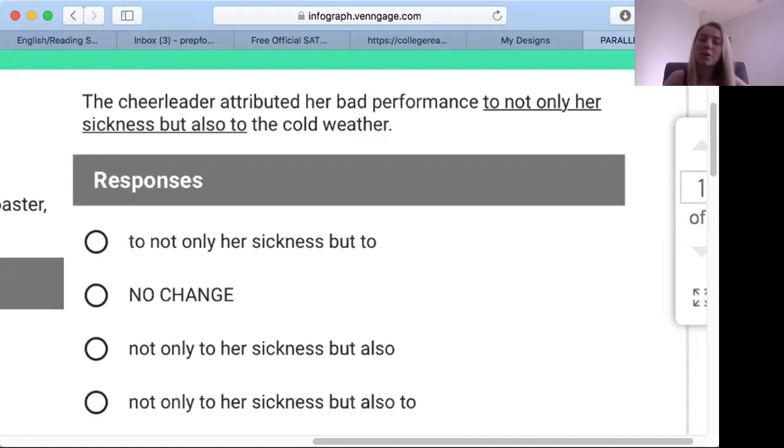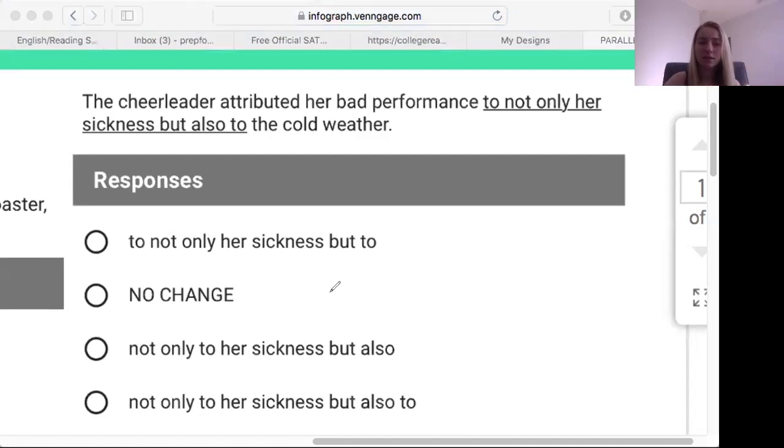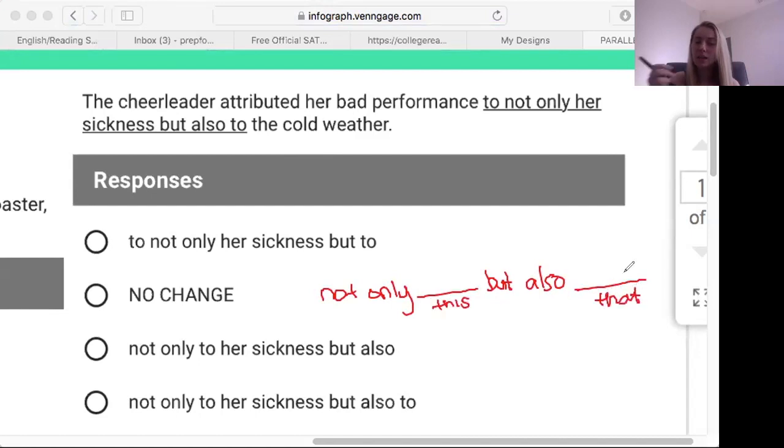So we're getting answers all over the board here. So just think about the structure. It's not only this, but also that. And then this and that, that's what needs to be parallel. So I'll kind of help you guys out there. So it's not only this, but also that. And this and that need to be parallel, need to have the same structure. Awesome. Looks like that's helping out some of you.